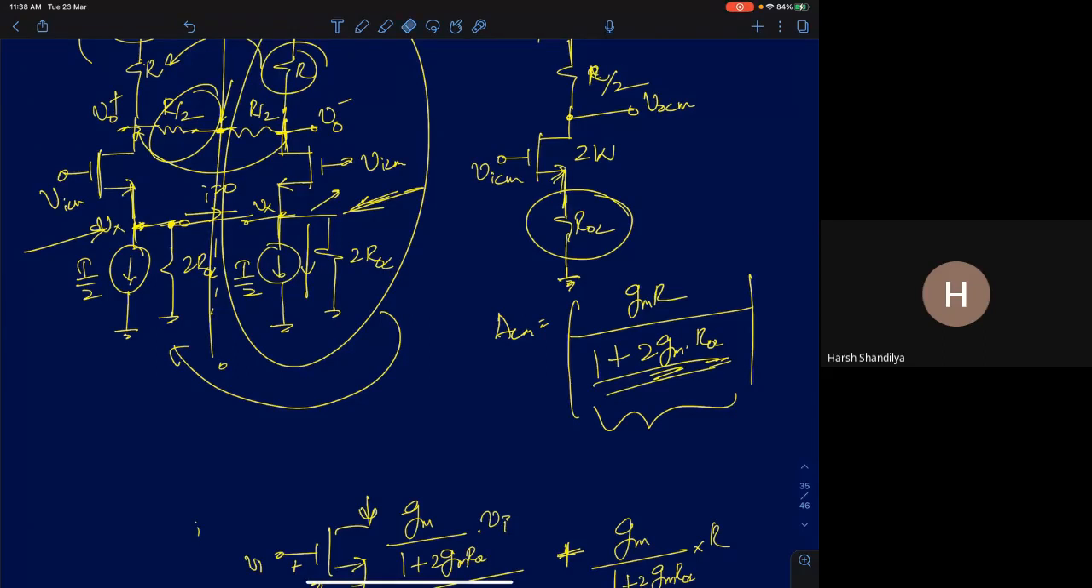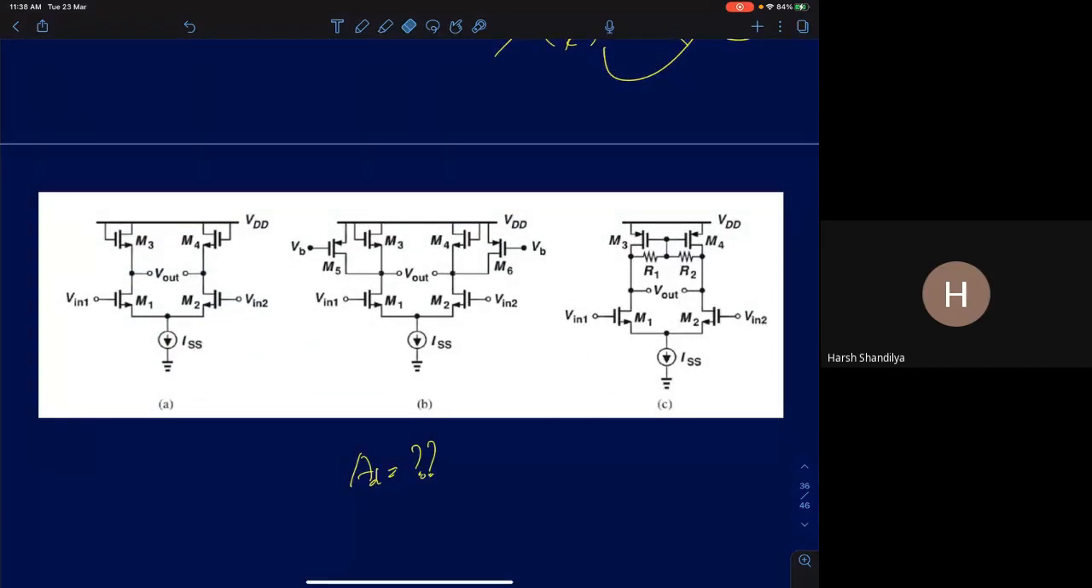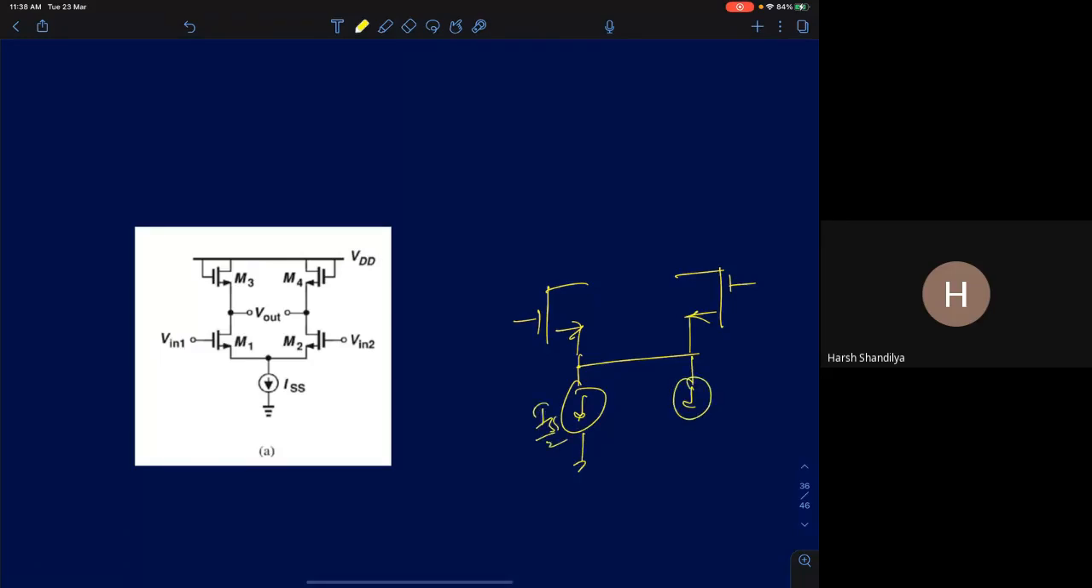Okay, so that completes our discussion on common mode gains. So we'll take a few examples. There are 3 circuits given here, and we'll try to find the differential gain and the common mode gain for these 3 circuits. Let's start with the first circuit. The moment you see a circuit of this type, you should automatically start drawing a half circuit. In the half circuit, split the current source into 2 current sources of value ISS by 2, and you'd have this circuit this way.